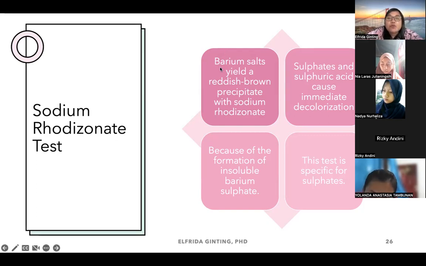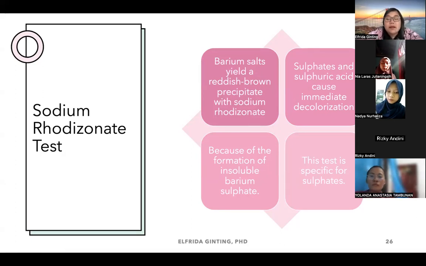By mixing a barium salt, so basically we have a barium cation, with sodium rhodizonate, it has a reddish brown color. And when we mix it with sulfate or sulfuric acid, suddenly the color will disappear. The reason the color disappears is the formation of barium sulfate, which is white. And we put a note here: this test is specific for sulfate.